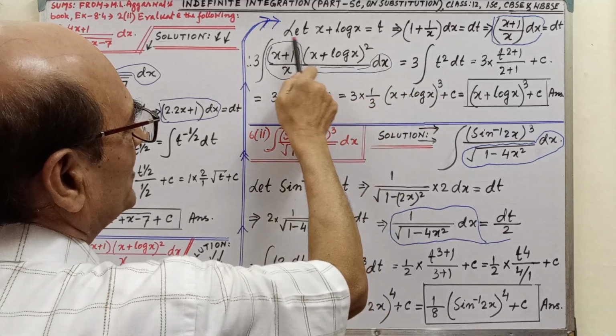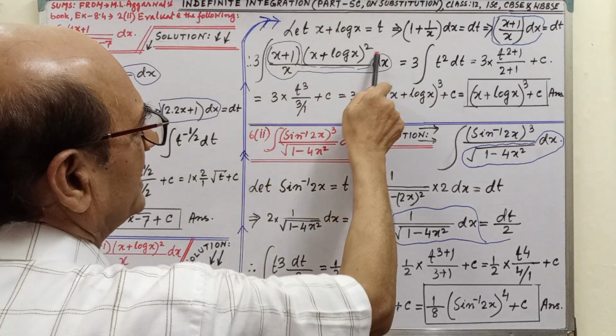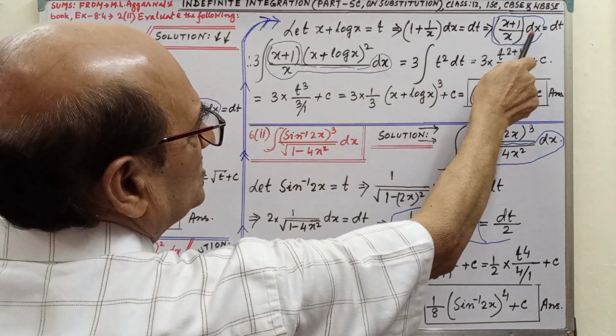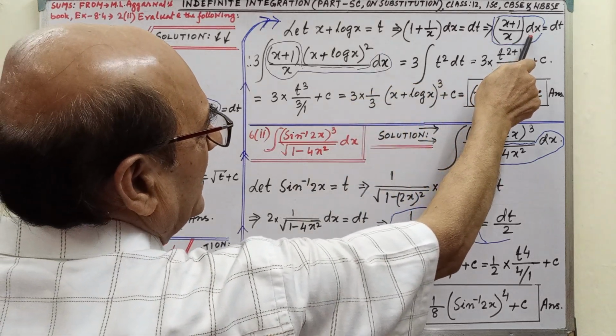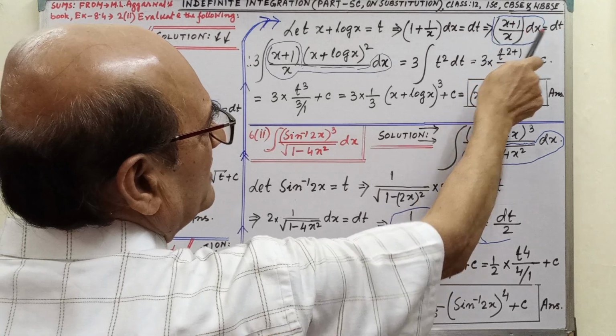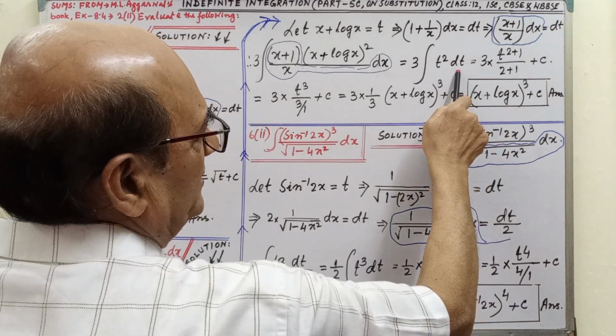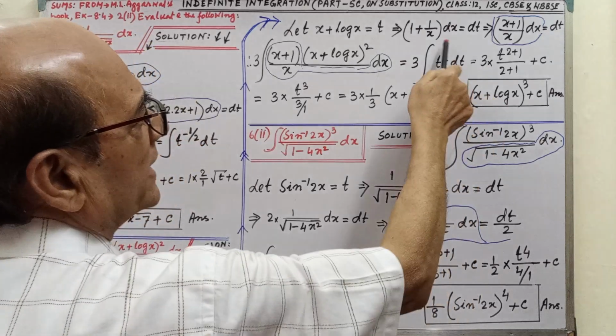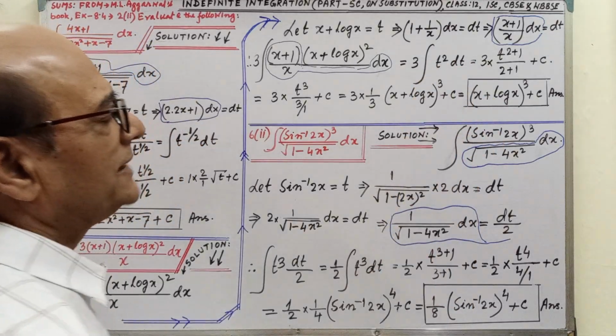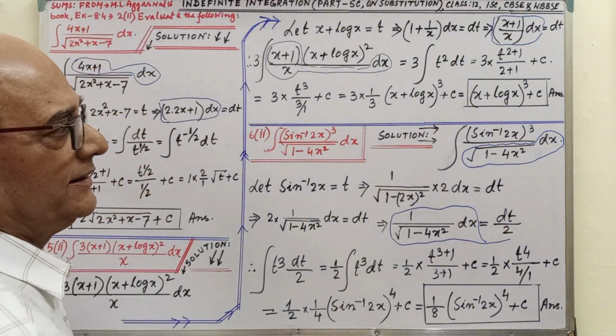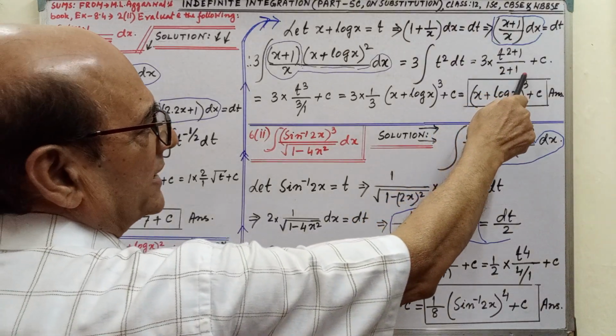And see, if you notice this remaining expression, we may replace this by dt, t square is dt. Then we are getting the frame of formula, that is x to the power n. By applying the formula we are getting this.